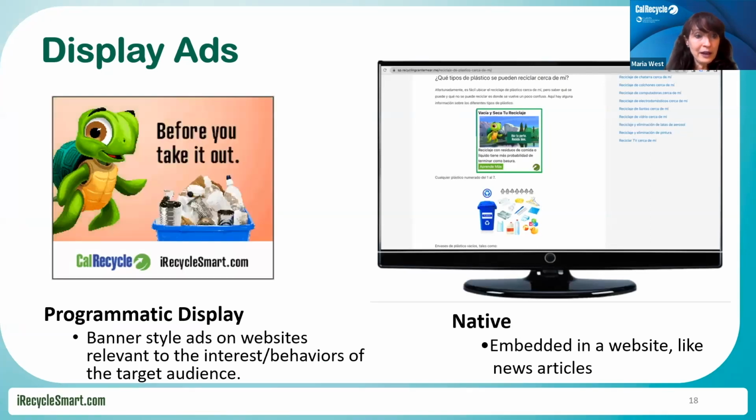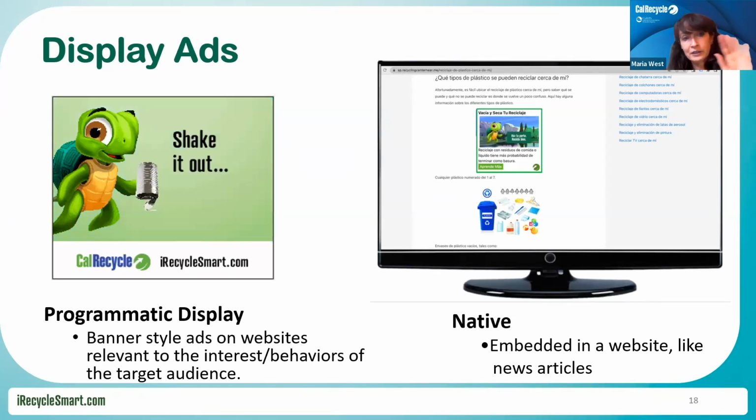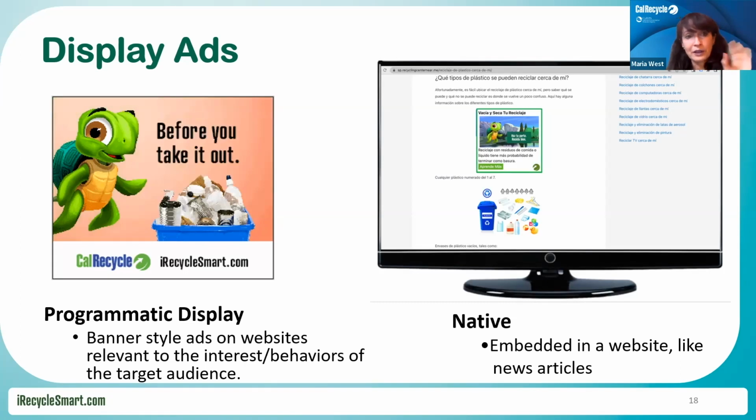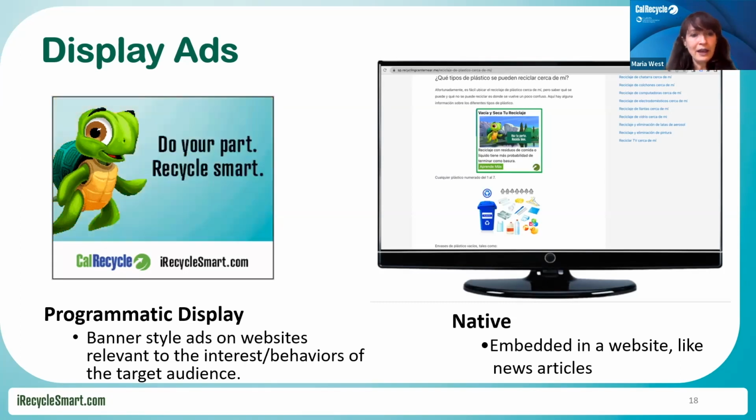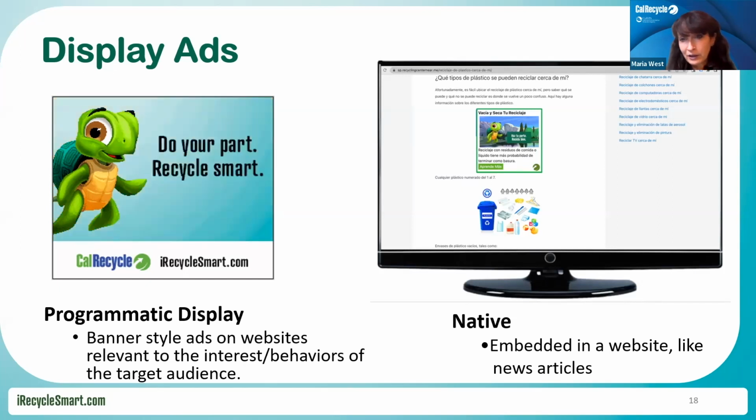So for display ads, these are the types of display ads we had. You see banner style ads on the website. It's an animated GIF that has three, I think, static images. And then it's on websites that are relevant to the interest behaviors of our target audience. And this is how it looks. You see on the right-hand side, it could be either within the content or on the side of the content.